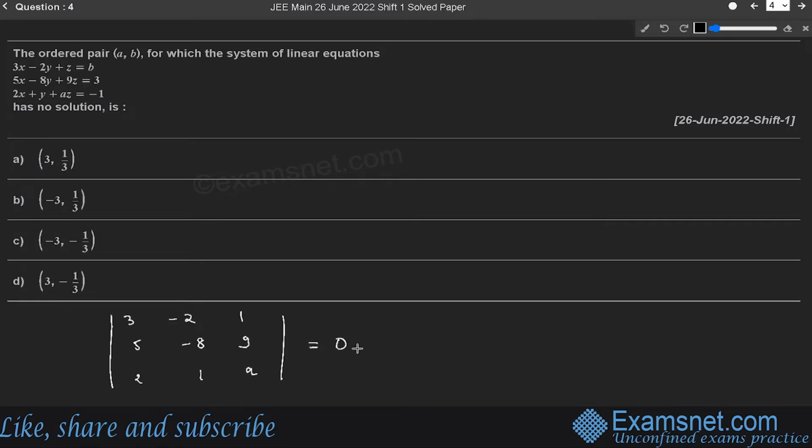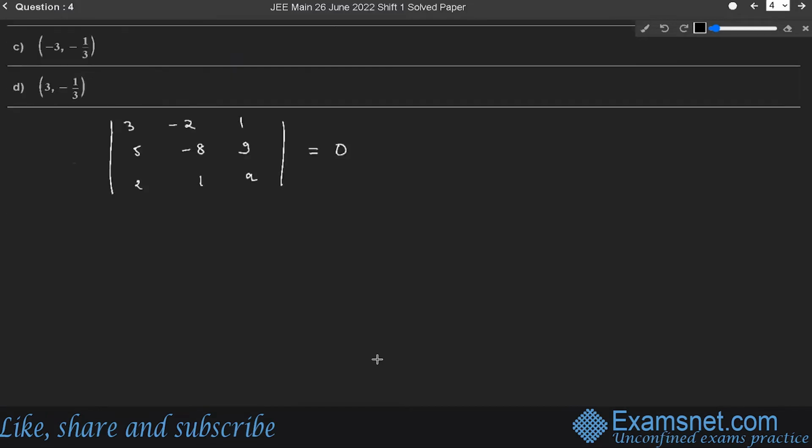It will be 3, minus 2, 1, 5, minus 8, 9, and 2, 1, and a. The determinant is always equal to 0 when it has no solutions. So this will be 14a minus 42 is equal to 0. So a will be equal to minus 3. Now we have two equations here, equation 1 and equation 2.